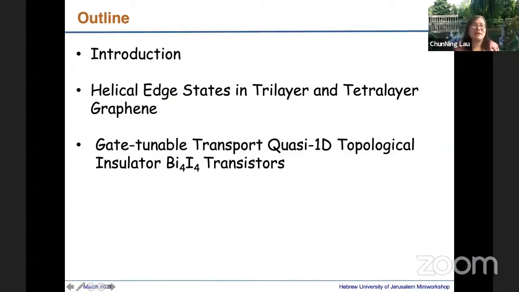So here's a brief outline. After some brief introduction to helical edge states, I'm going to tell you about our work in the trilayer, actually mostly trilayer, and a little bit of tetralayer graphene. And the second part of the talk is unpublished data on gate tunable transport in a new class of topological material, which is a quasi-1D topological insulator. This is bismuth iodide. And we made a field effect transistor out of it.